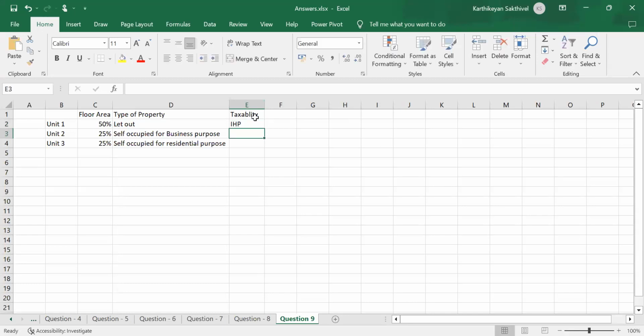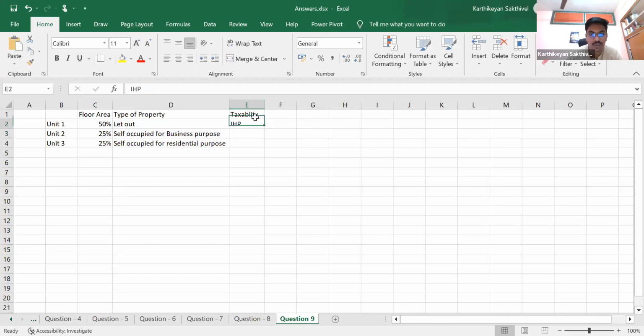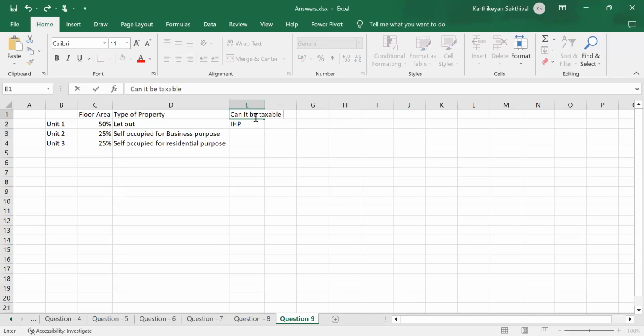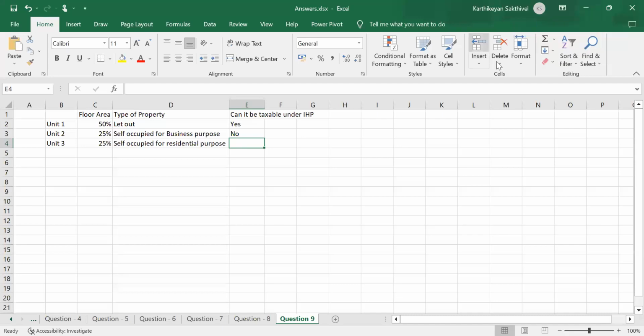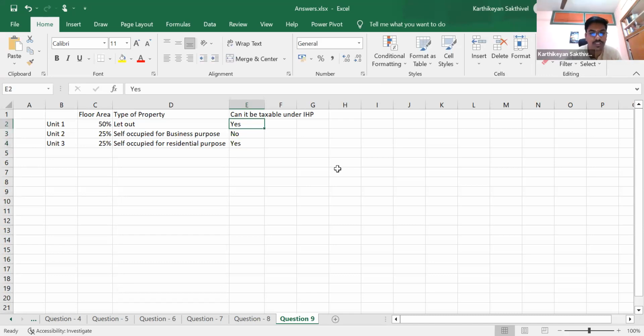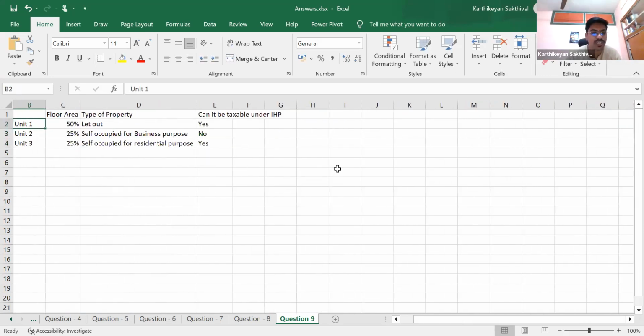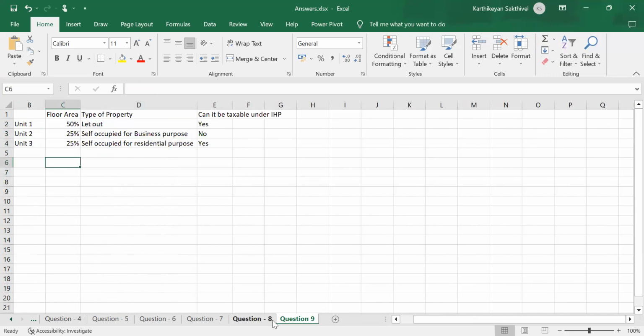House property. Unit 2: can it be taxed under the head income from house property? No, sir. It is at the business or profession level. Super. And it is not taxable, correct? Yes, sir. Third, self-occupied for residential purpose: can it be taxable under IHP? Yes. Super. Fantastic. So Unit 1 is taxable and Unit 3 is taxable. So I can omit all the details relating to Unit 2, right? Yes, sir. Super.